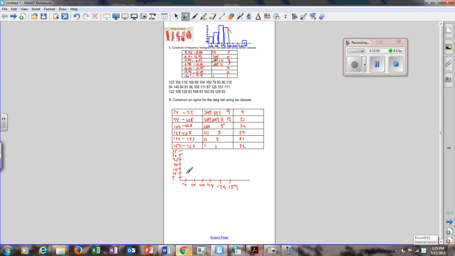Okay, so you start at 9, make a point, then go up to 21, make a point. 109 goes up to 26, then 29, 31, and 32. And so your ogive just looks like this. If I could hit any of the dots. Well, obviously supposed to go through the dots, and that's it.